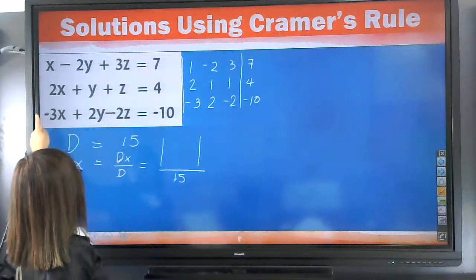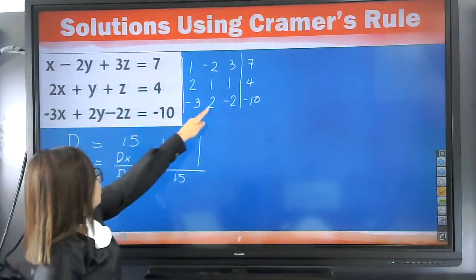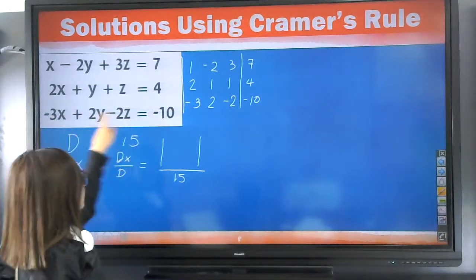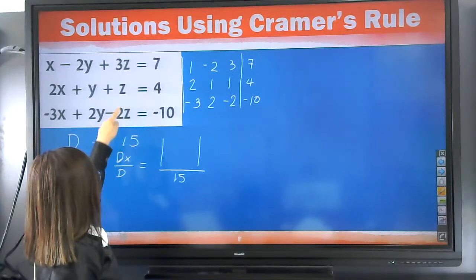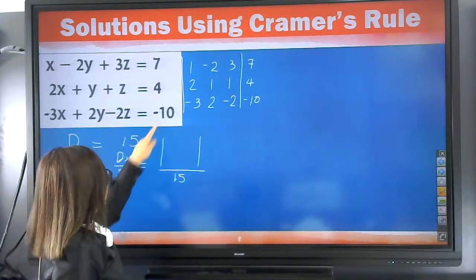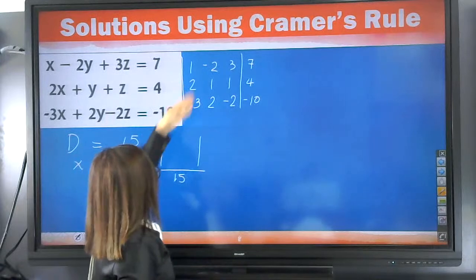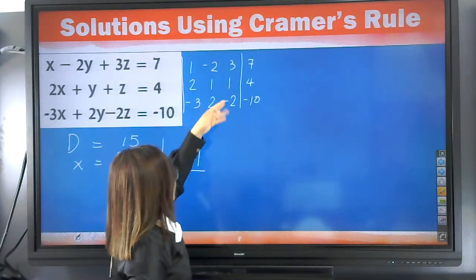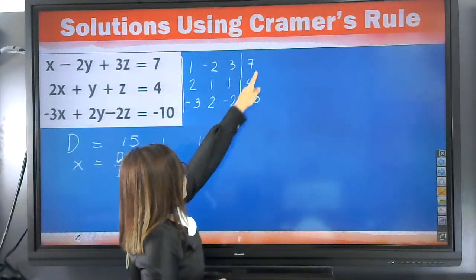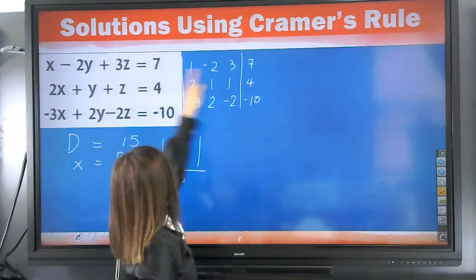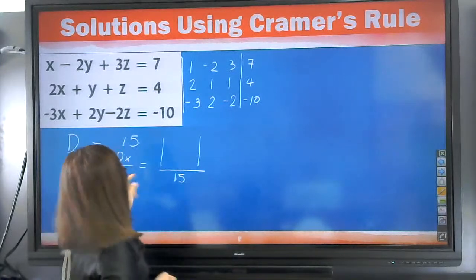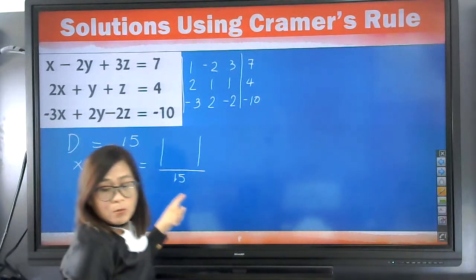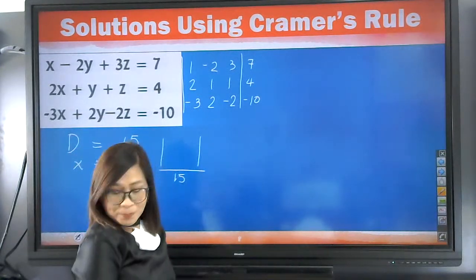Negative 3 from here. And y, the coefficient is 2. And negative 2 from here, minus 2z. So the numerical coefficient of z is negative 2, and negative 10. So you just write all the values, or all the numerical coefficients. 7 comes from here, 4 comes from here, negative 10 comes from here. And the determinant 15 is from what we had a while ago.